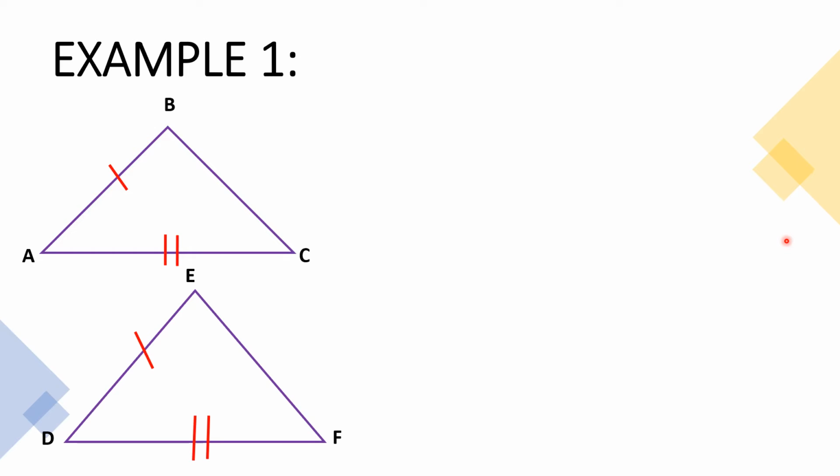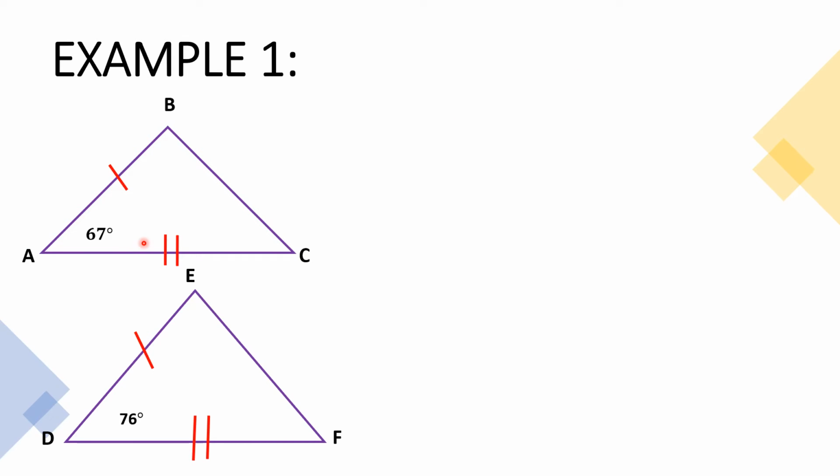The included angle should be placed in between the two given sides. So, these are side AB and side AC, so we place the included angle here at angle A. Then for side DE and side DF of triangle DEF, the included angle is angle D. So, let's check.